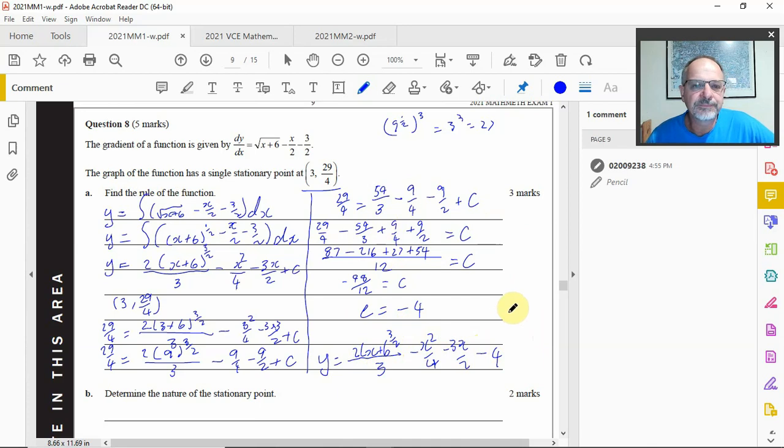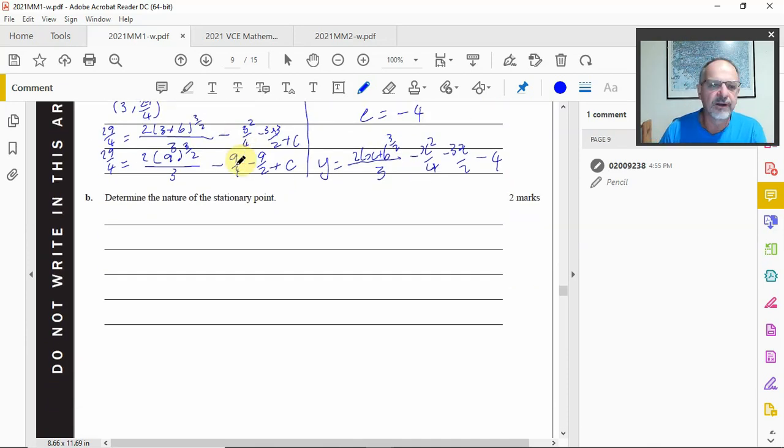All right, so there's that. Now it says determine the nature of the stationary point. We've got the gradient here, and we know that when x equals 3, because it's a stationary point, the gradient is 0 by definition. So what we need to do is look at either side of x equals 3, say x equals 2 and x equals 4. I like to choose them reasonably close, not too far apart.